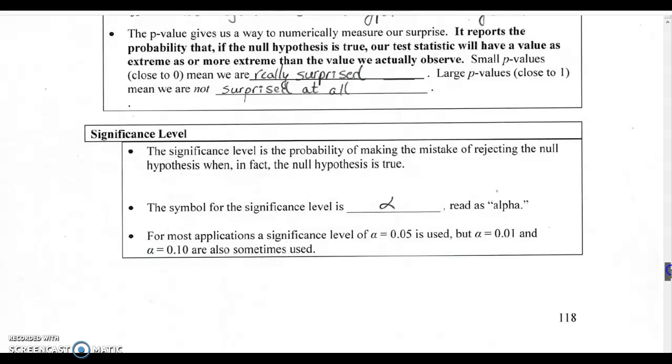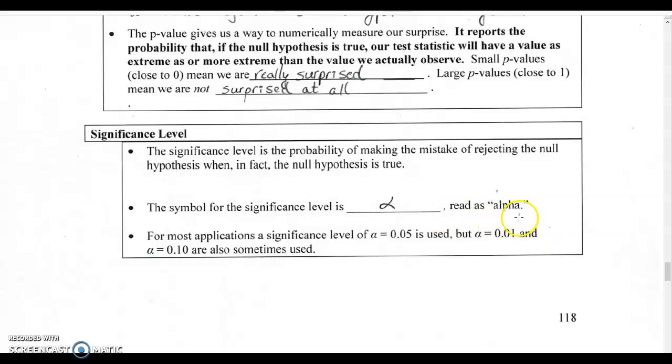Now, the last thing we have to choose is the significance level, and we actually choose it. That's the probability of making the mistake of rejecting the null hypothesis when, in fact, the null hypothesis is true. We want this to be low. Think about that court of law situation, innocent until proven guilty. We're trying to prove someone is guilty, so we want to have a lot of proof. We want the probability of making the mistake of saying they're guilty when in fact they're really not guilty to be low. The symbol for the significance level is alpha.